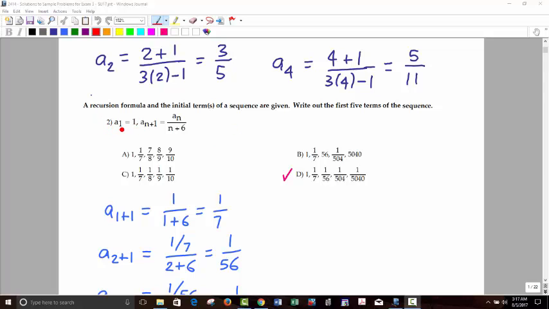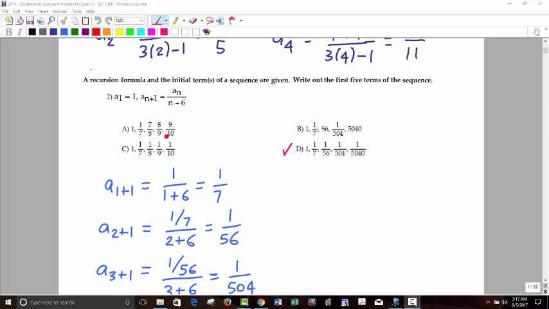But here it's saying a1 is 1, so if we're listing the first 5 terms, we didn't even write that there, but you see the answers all have 1. So a1 is automatically 1. a_(n+1) equals a_n over n plus 6. So basically, each subsequent term will have the previous term plugged in to the formula. All right, so here we go.